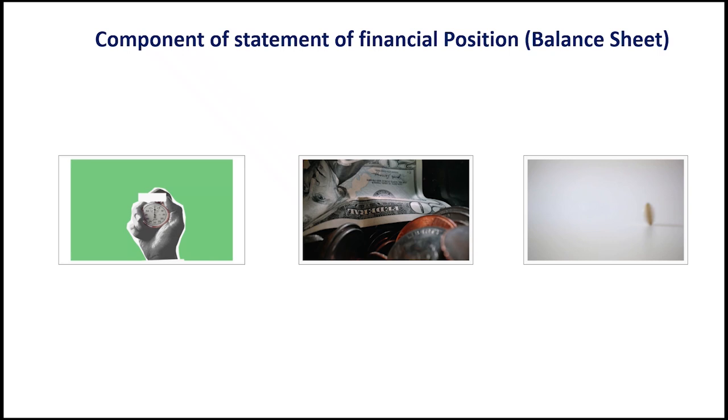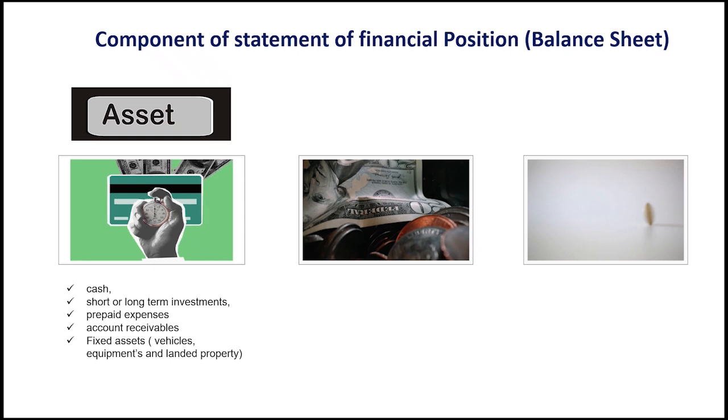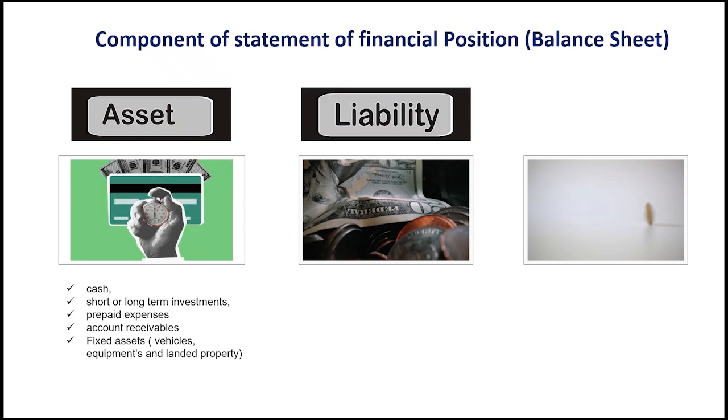Let's discuss assets. These are tangible and intangible resources that the business owns. They represent use of fund and investment for future generation of revenue for the business. Items in the business asset usually include but are not limited to cash, short or long-term investments, prepaid expenses, account receivables, fixed assets, vehicles, equipment and landed property.